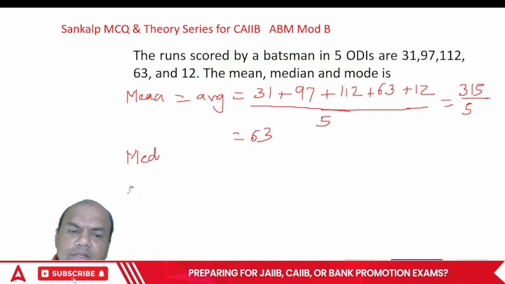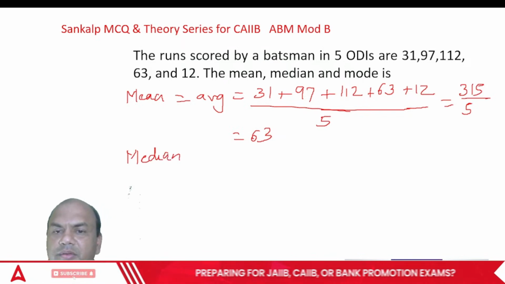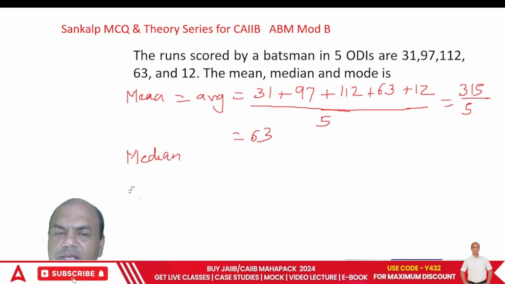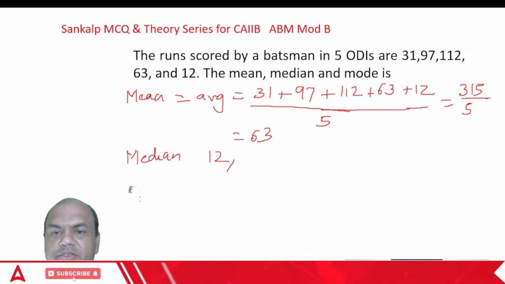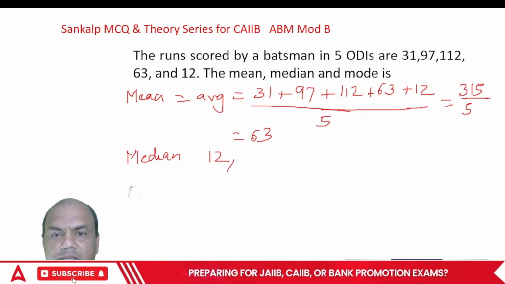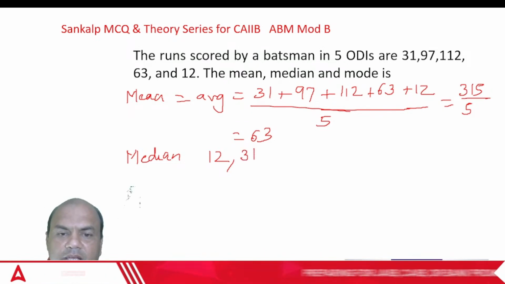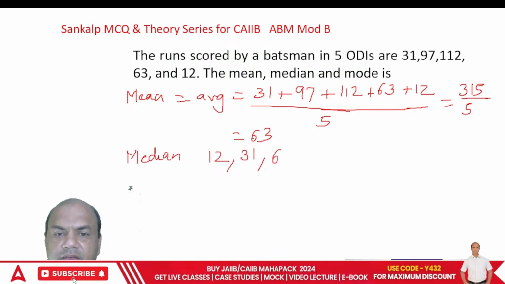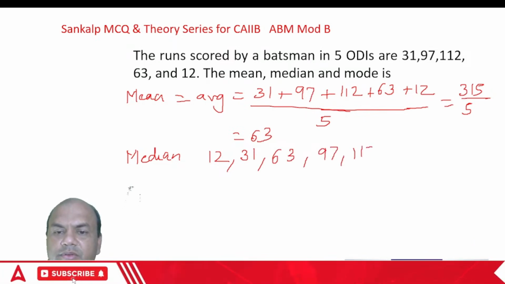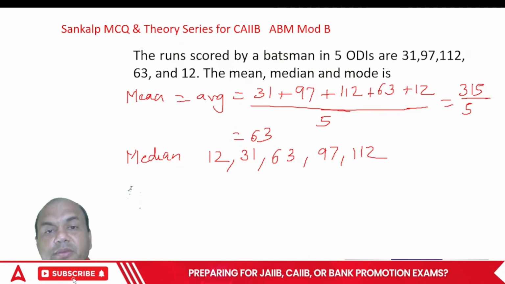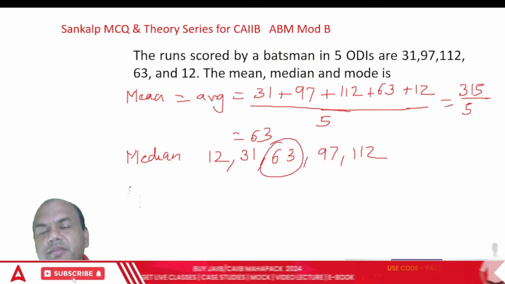Median means always arrange them in the serial order. Means what? From the lowest to highest. We'll arrange them in ascending order. 12. Then what is the next one? After 12, 31. After 31, 63. After 63, 97. After 97, 112. So which is the median? The central one. This is my median.